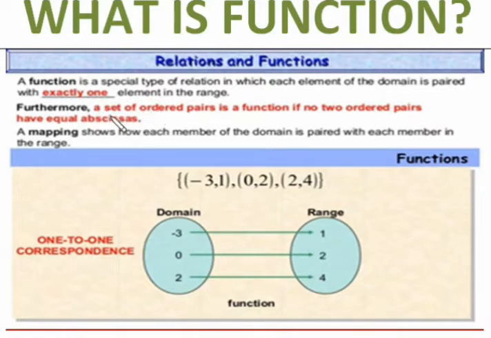For more explanation, in a set of ordered pairs of a function, no two ordered pairs have equal abscissa. This is the way one correspondence is compulsory. No one has the equal abscissa. Okay, now move to the next thing.